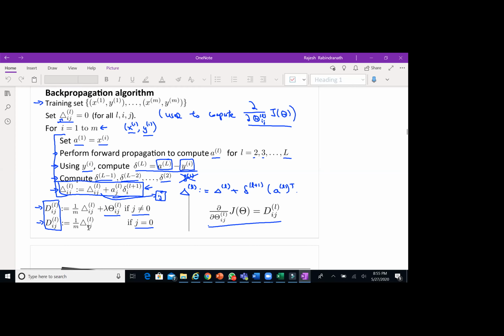If the regularization is not there, this is the value. If you are not considering regularization, the partial derivative of your cost function for all the parameters of theta is going to be this D value. Dij equals 1 by m delta ij, because what you did was calculate the individual error of each training example, sum it up, and divide by m.